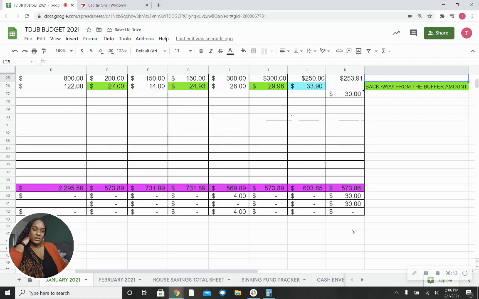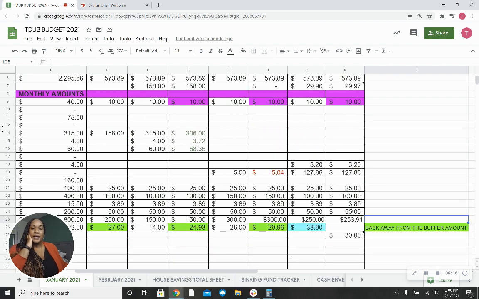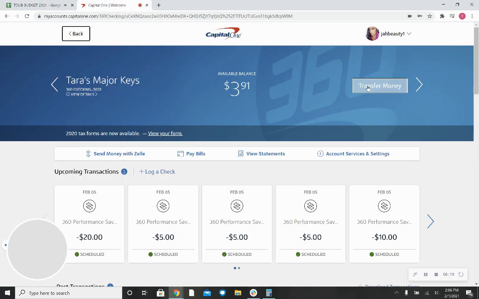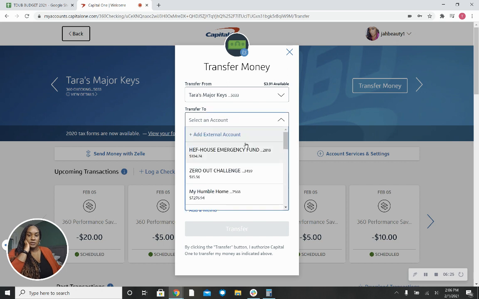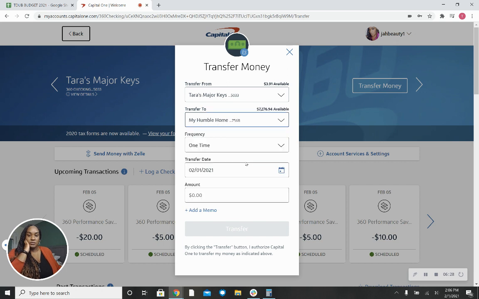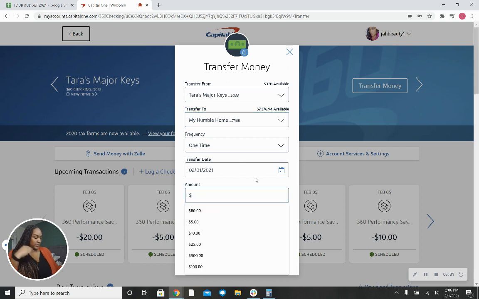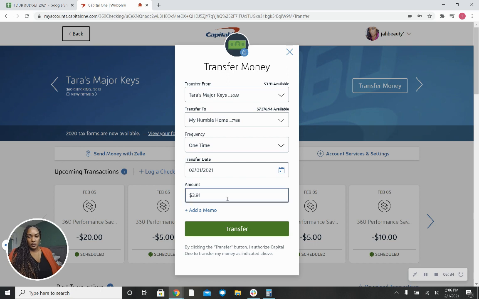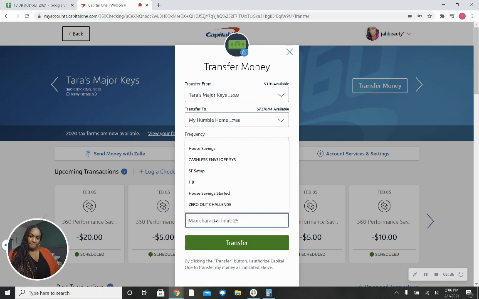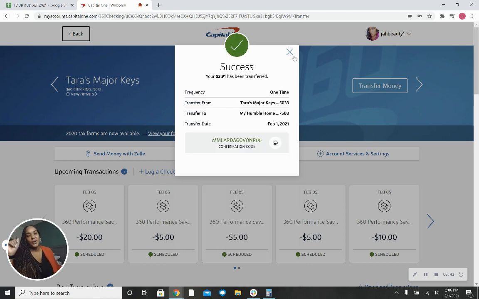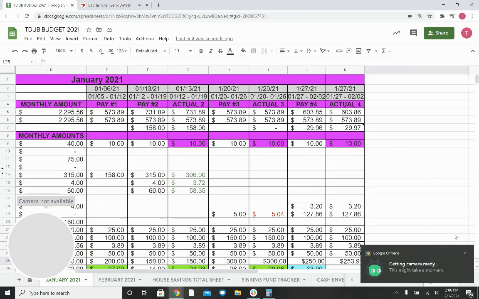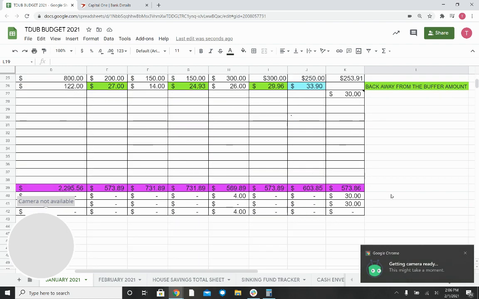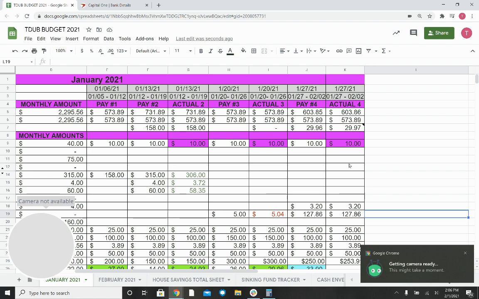And now we should have a zero base budget. Yes, we do. 000. And I can transfer here $3.91. One time, two times. Success. Okay, so we should be at zero. Hopefully, money hits tomorrow. We will not be at zero very long. Okay, that's telling me I'm getting my camera ready. Okay, so pretty much we're down to zero base budget.